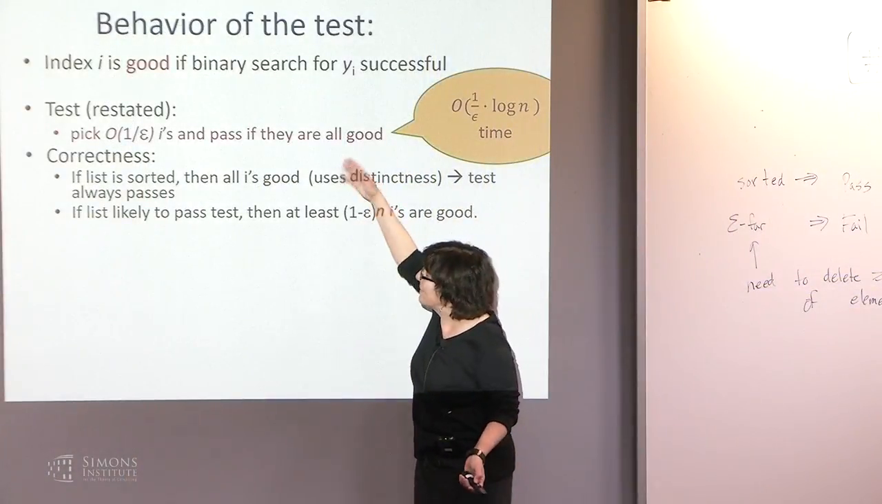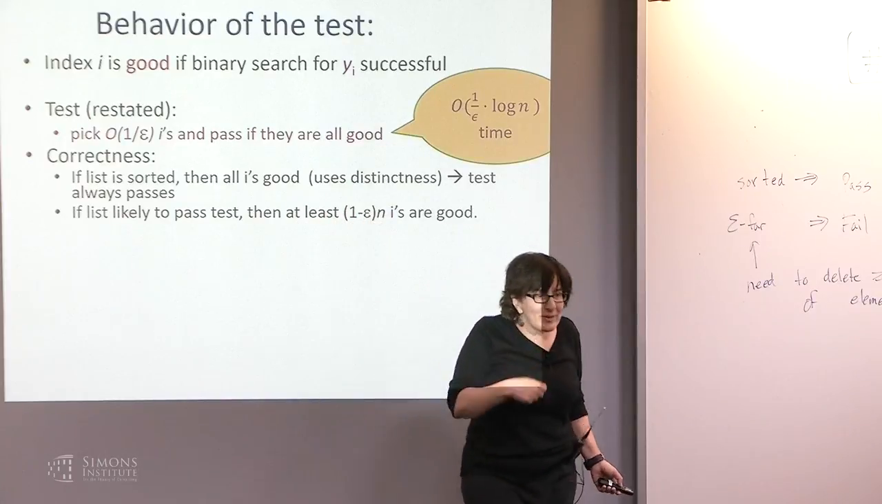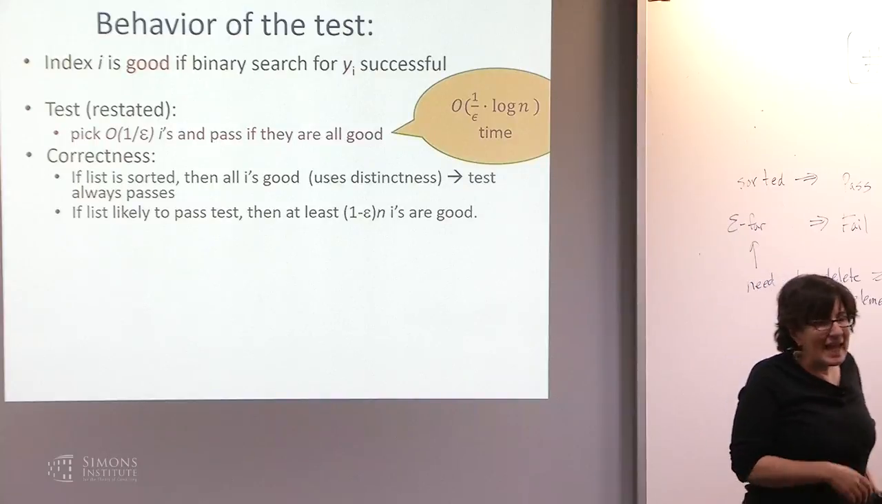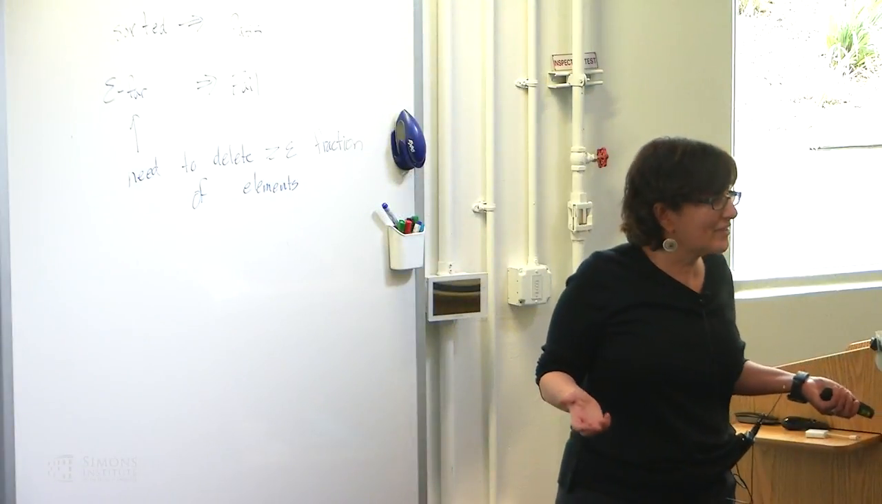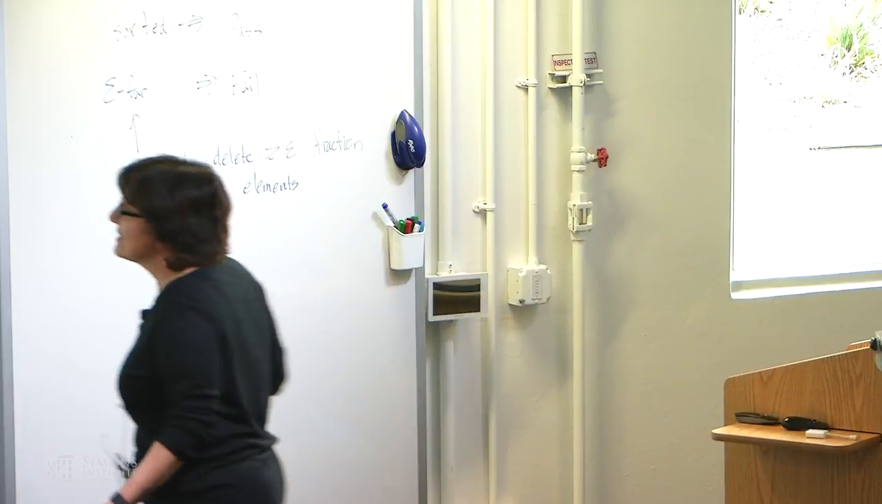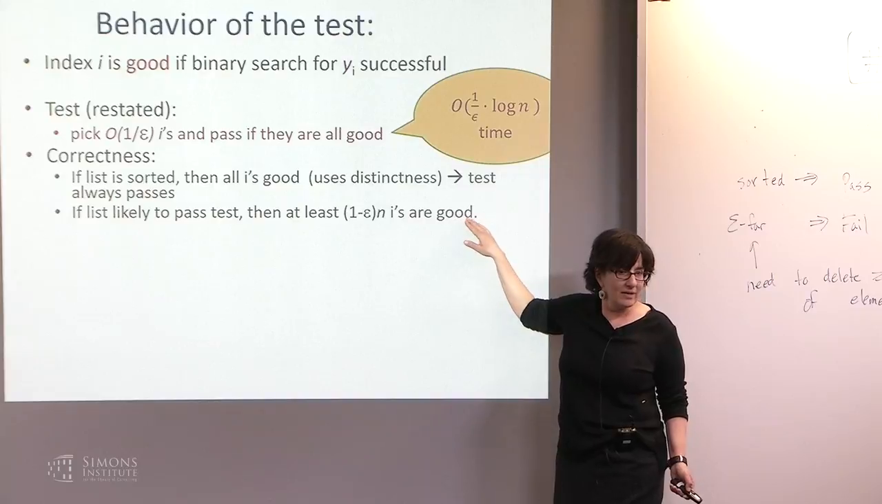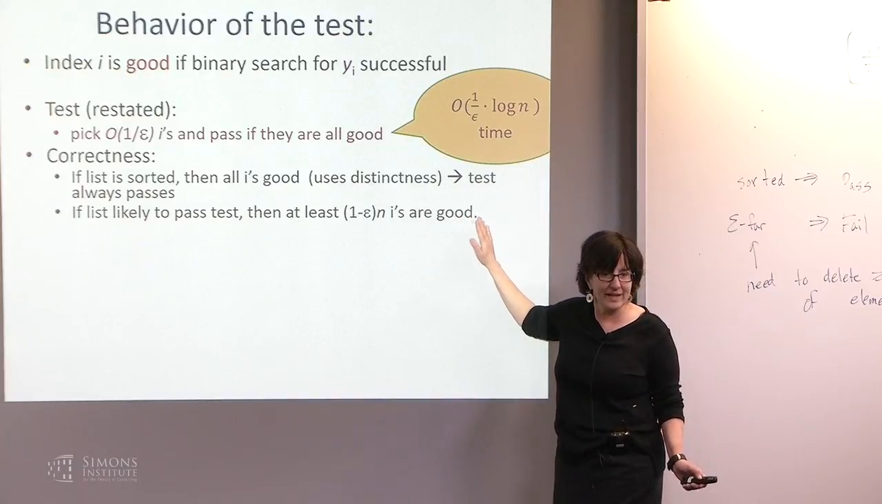Just because we sampled, if it's likely to pass the test, then we know that because we took a sample of size 1/ε, there can't be more than epsilon fraction of bad elements. So we can assume that at least a 1 minus epsilon fraction of the elements are good. That's just sampling. I haven't done anything yet.